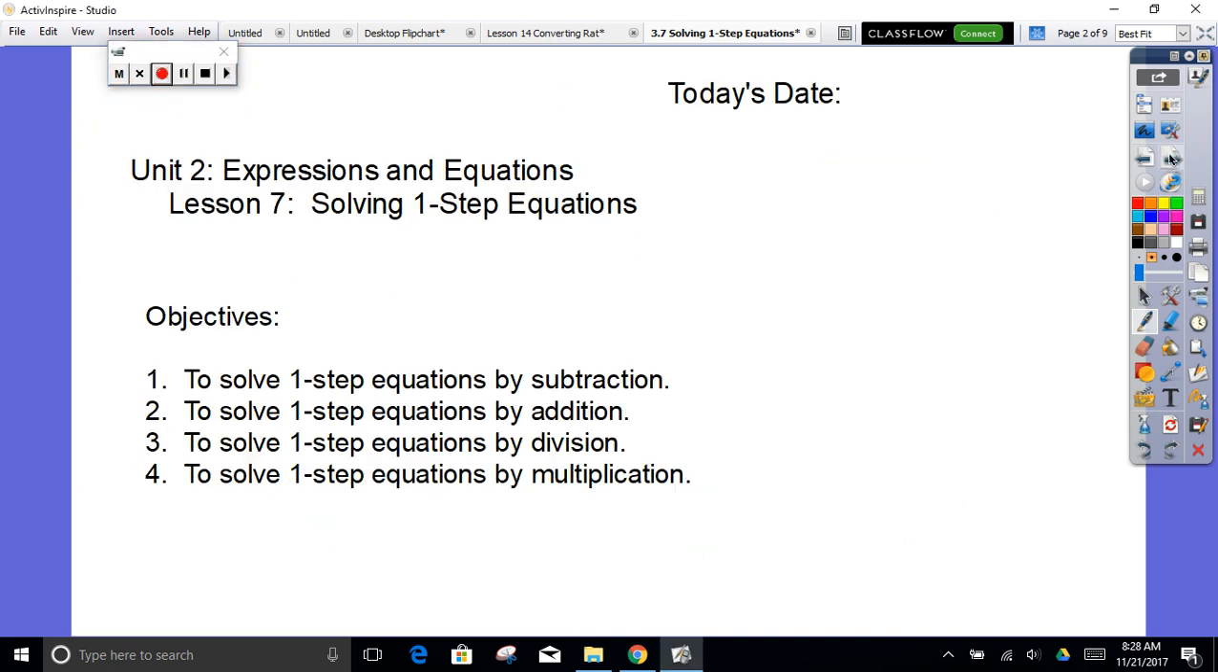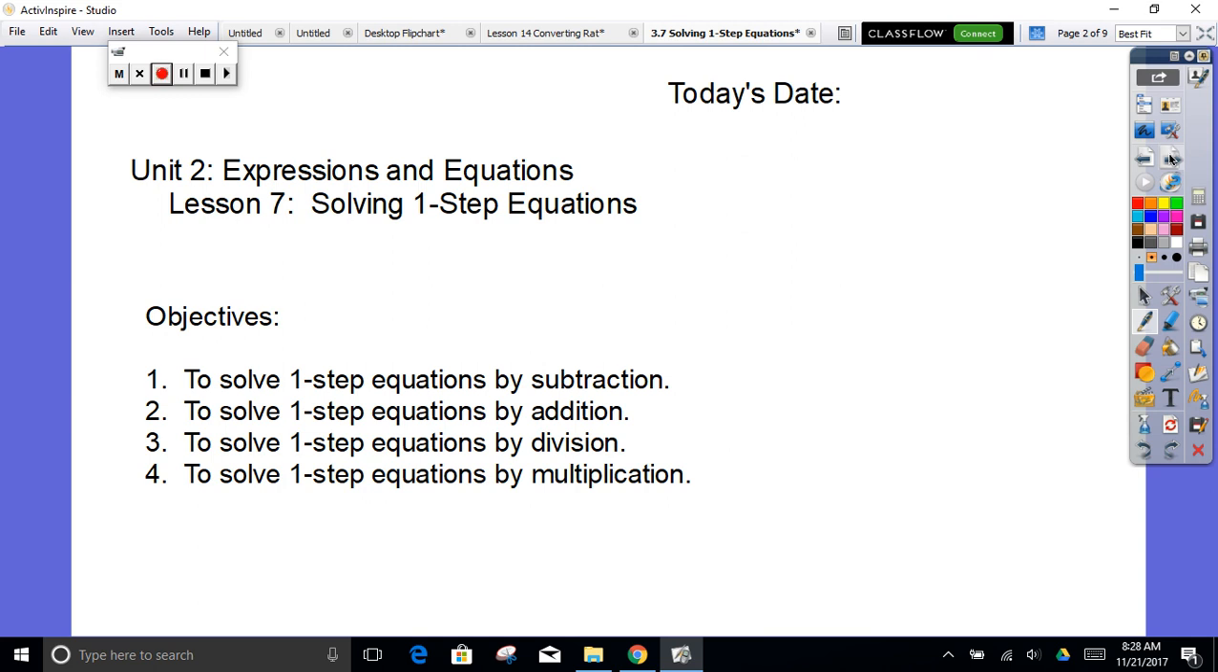Okay, so today's lesson is called Solving One-Step Equations. You learned how to solve one-step equations in 6th grade, as I talked to your teacher the other day, and he said that you did. So you all should have done this in 6th grade. So it's basically a review lesson today.